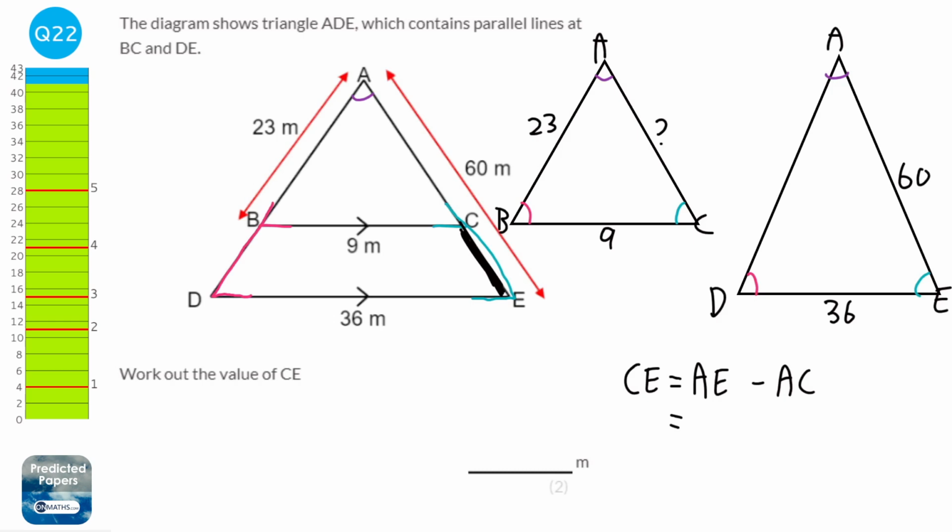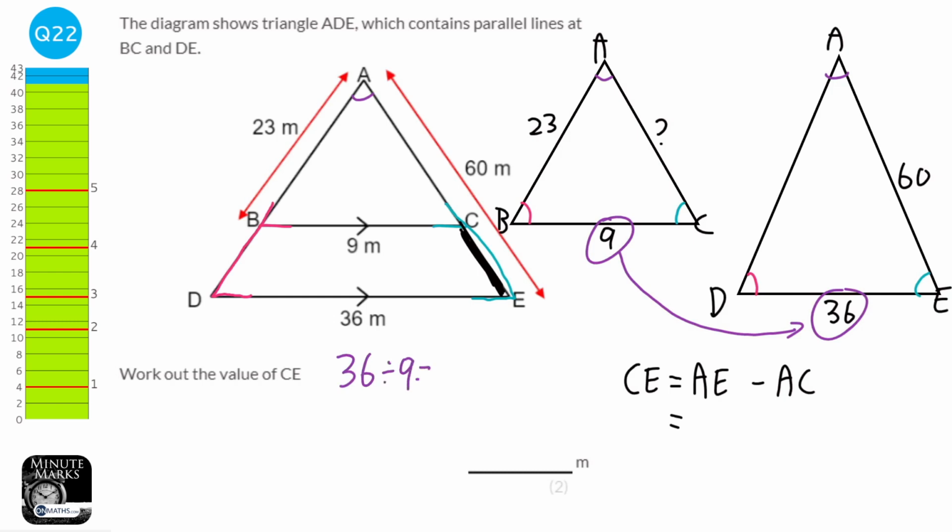So we need two corresponding lengths that we know both of them. So we've got the 9 and 36 here. Because these two triangles are similar, we know that we can work out what the scale factor is. And to work out the scale factor, you do big divided by small. So 36 divided by 9. And we work out that that is going to be 4. So we know we're going to have a scale factor of 4.